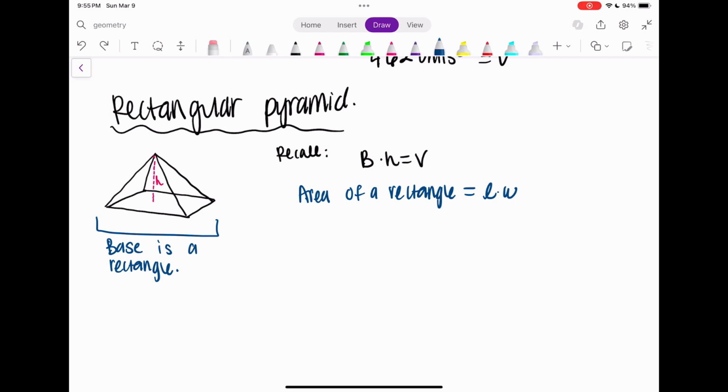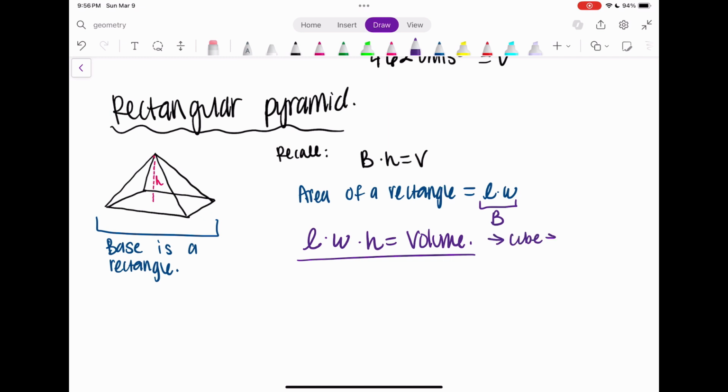So the area of a rectangle is length times width. I'm going to go ahead and plug this in for my base. So my formula should actually look like length times width times height is equal to volume. But hey, that kind of looks like the formula for a volume of a cube and rectangular prism, right?